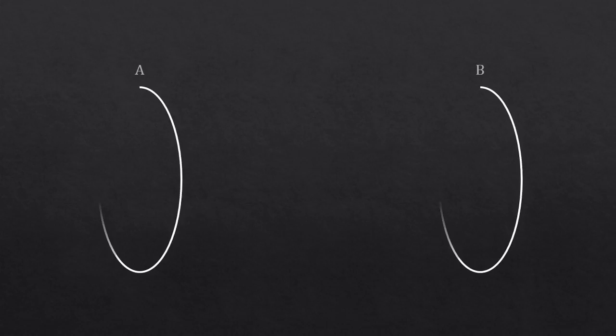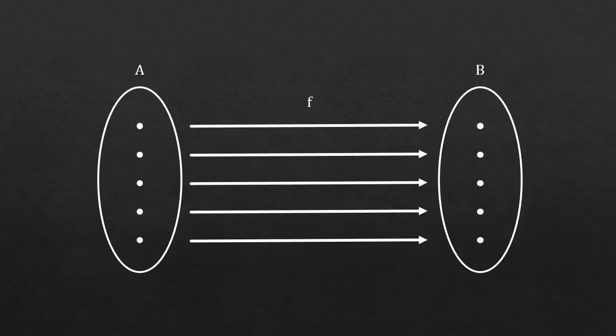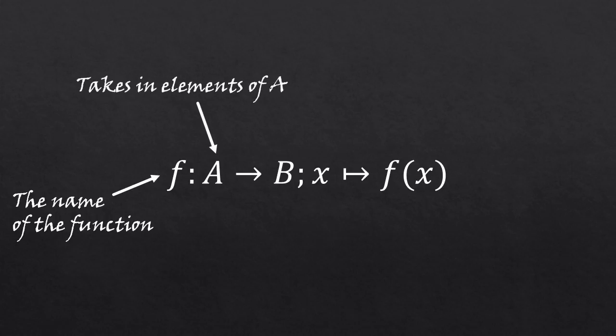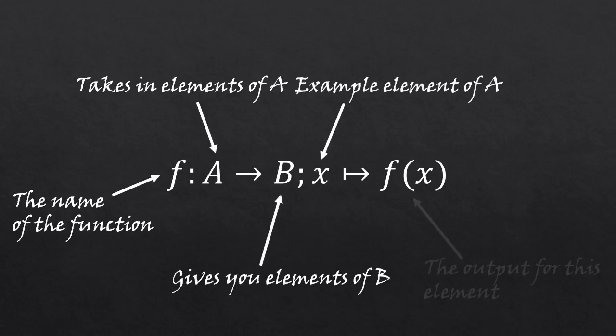Using sets, we can now think of functions more formally, as a device that takes in elements of one set and gives you back elements of another set, according to some defined rule. We write the definition of a function like this, to make it precisely clear what we mean. Breaking this down, it says that we have a function called f that sends elements of A, called the domain, to an element of B, called the codomain, according to some rule.